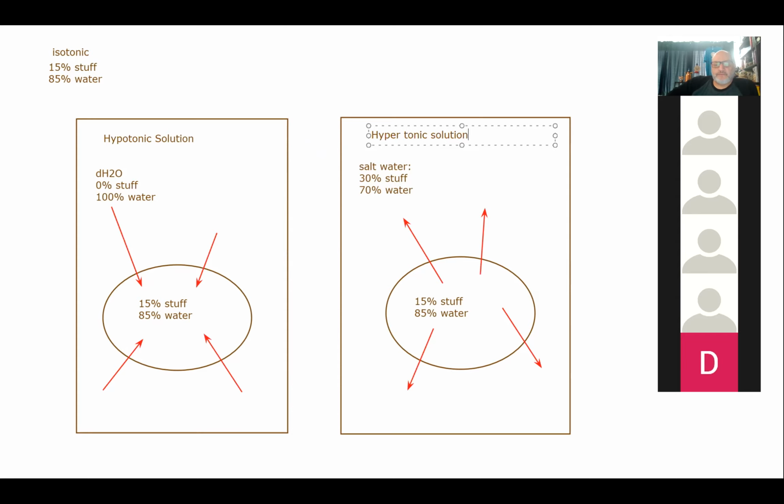So for isotonic, it was equal, right? The inside and the outside. Exactly. And so when it's equal inside and out, there's no net movement. No net movement. And everybody's happy. We're at equilibrium.